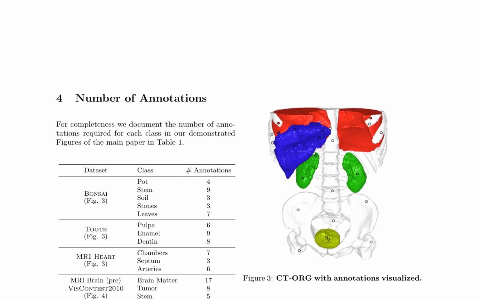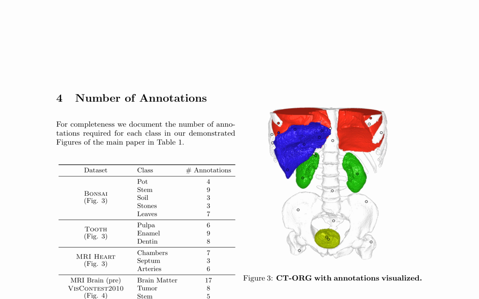Table 1 documents the annotation requirements for each class in the demonstrated datasets, ranging from 2 to 24 annotations per class. The datasets include bonsai, tooth, MRI heart, MRI brain, carp, and CTORG, with varying numbers of annotations required for each class. The author's approach leverages the 3D bilateral solver to increase the resolution of the segmentation and adapt coarse segmentations to exact borders in the raw input volume.